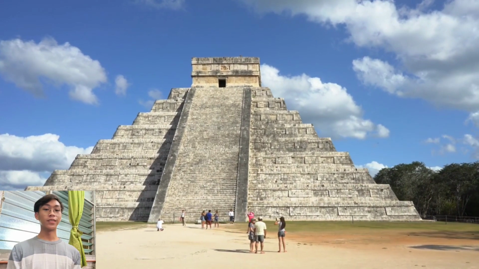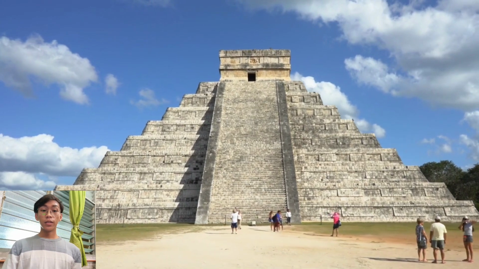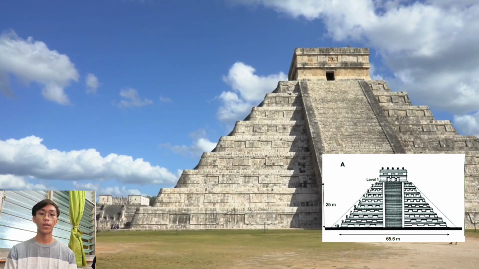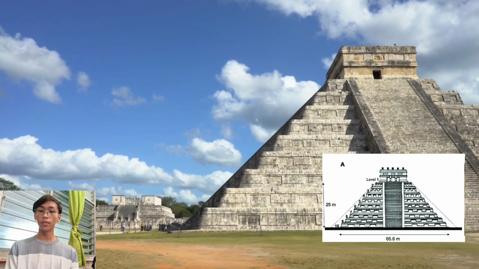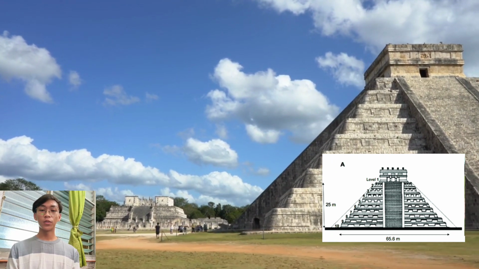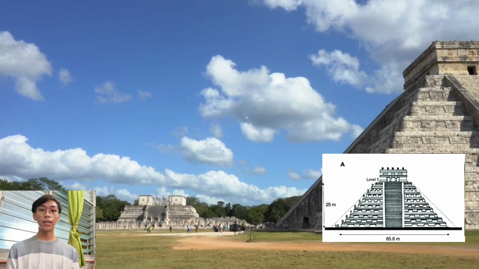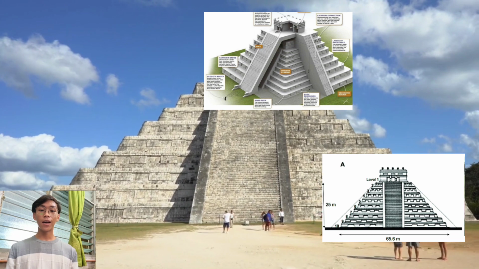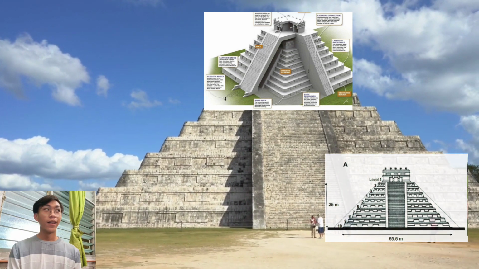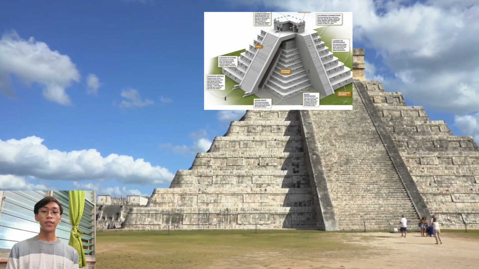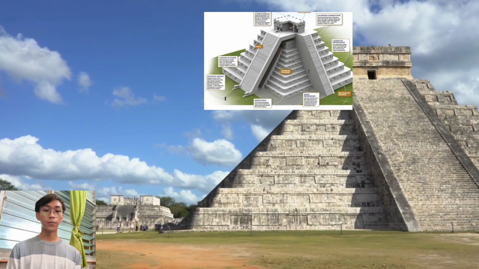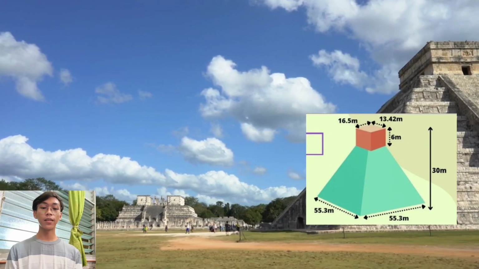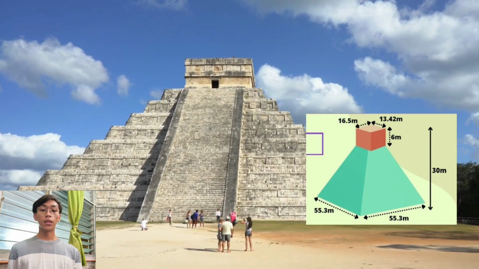Now we will move on to the structure of El Castillo. The building has 4 symmetrical sides that radiate from a central axis. The temple reaches a height of 6 meters, 13.42 meters width and 16.5 meters length. The pyramid, excluding the temple, reaches a height of 24 meters. It is a pyramid-shaped building with a square base of 55.3 meters across and 30 meters height. The top of the pyramid is replaced with a rectangular shaped temple.